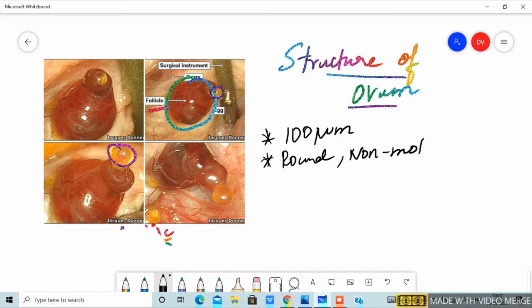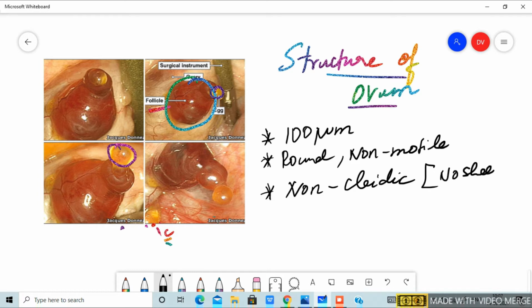Unlike the sperm, which have tails because they have to swim and reach the fallopian tube to bring about fertilization, the egg does not move. They are non-motile. And I'm going to introduce you two words. They are non-cleidoic, which means they do not have a shell. No shell is present as far as the human egg is concerned. But in the chicken egg, of course, you can see the shell there. We human beings do not have a shell.